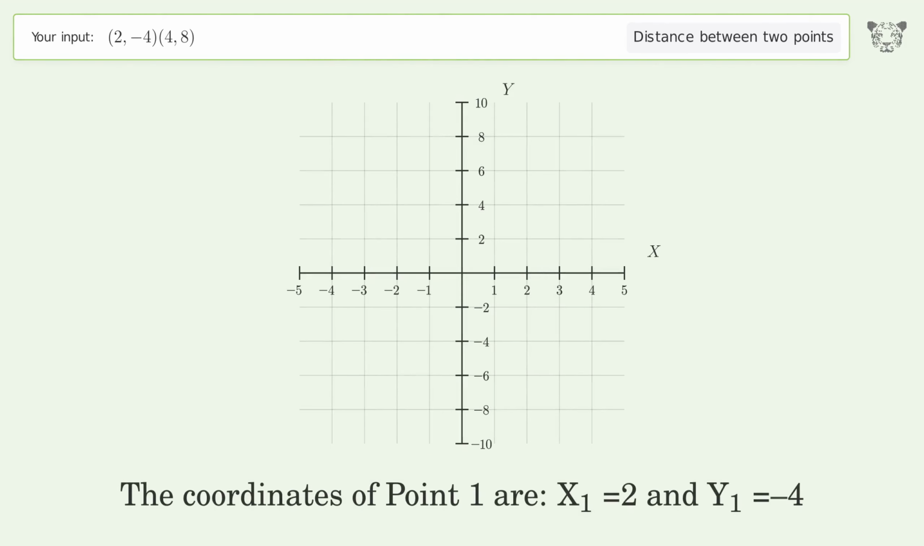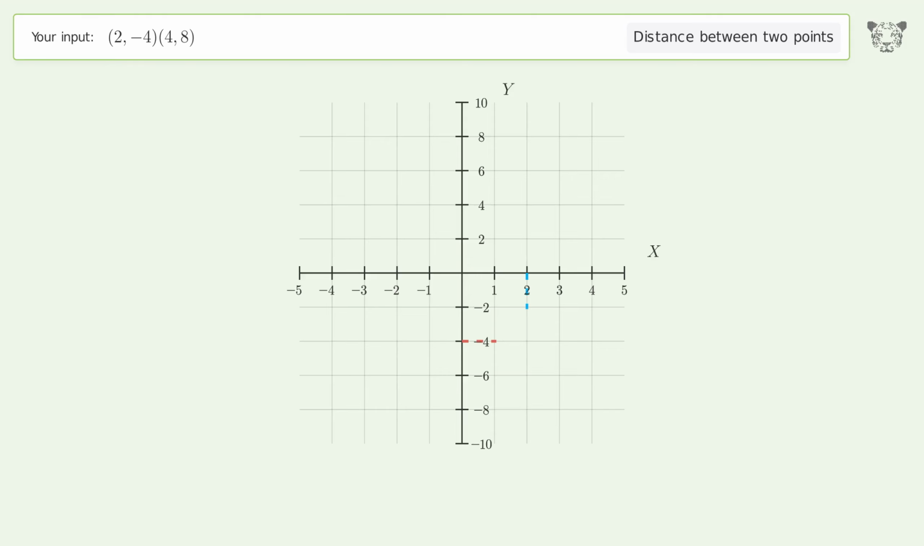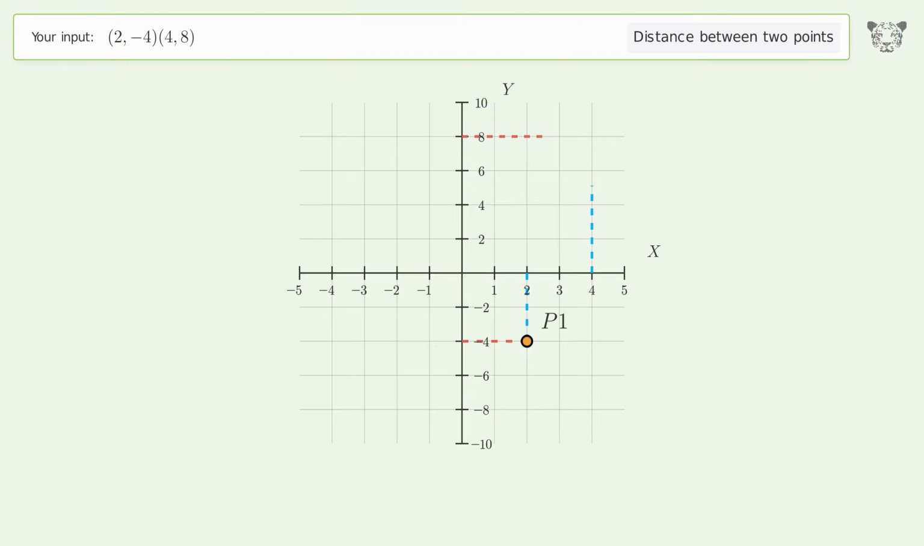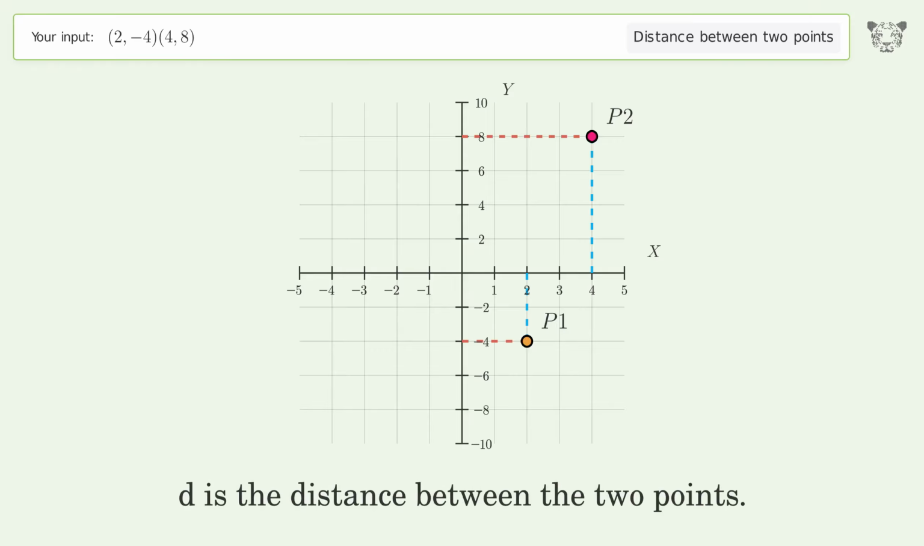The coordinates of point 1 are x1 equals 2 and y1 equals -4. The coordinates of point 2 are x2 equals 4 and y2 equals 8. D is the distance between the 2 points.